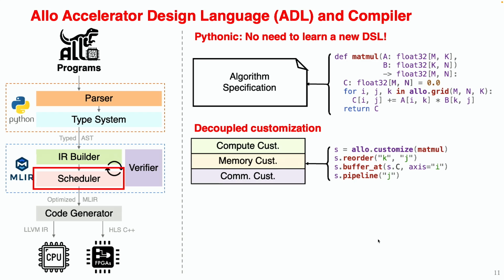And we also think it's very important to reason about the hardware optimizations at a higher level. So we employ the idea of separation of concerns and provide a schedule language. Allo does not only decouple the compute customizations, but also decouples the memory and communication customizations from the algorithm, which enables more complicated optimizations.